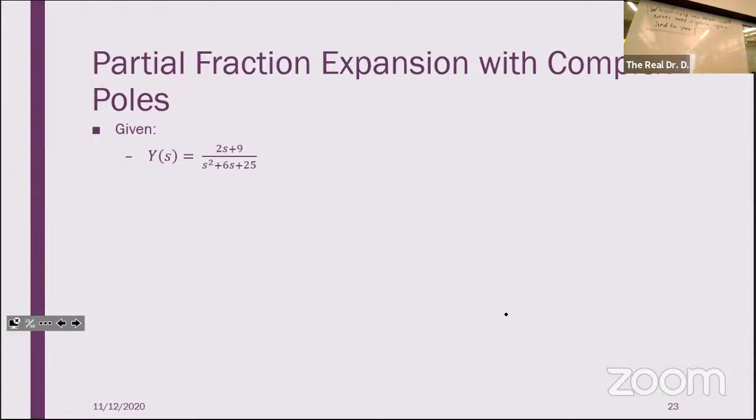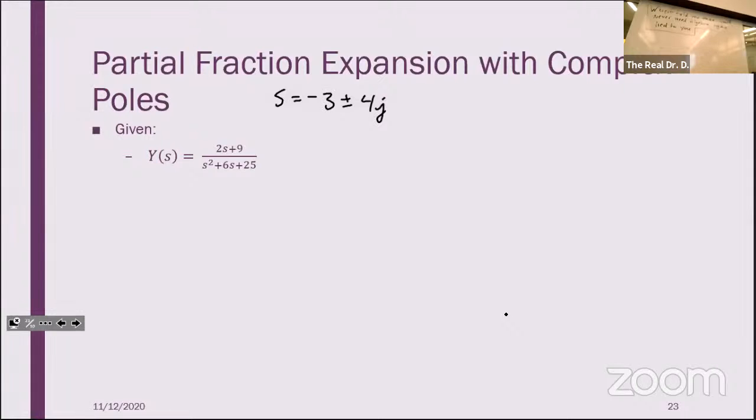So the first thing we're going to do is identify the poles of our system, the roots of our characteristic equation. And if we solve for our poles here, shockingly, we get -3 plus or minus 4j. I say shockingly because we're talking about complex poles, so it would be really, really weird if we didn't get one.